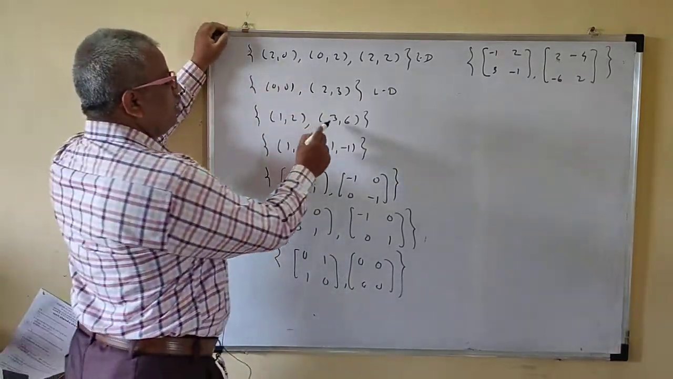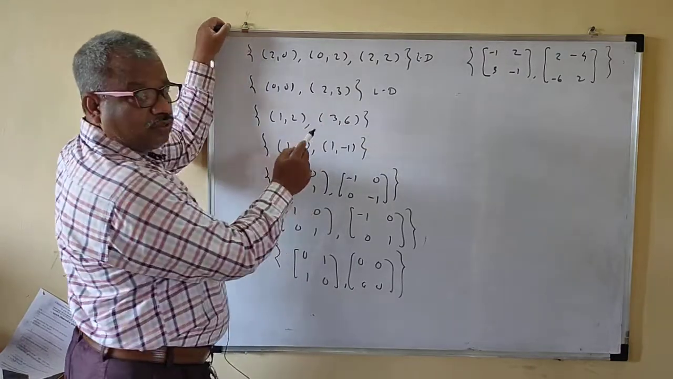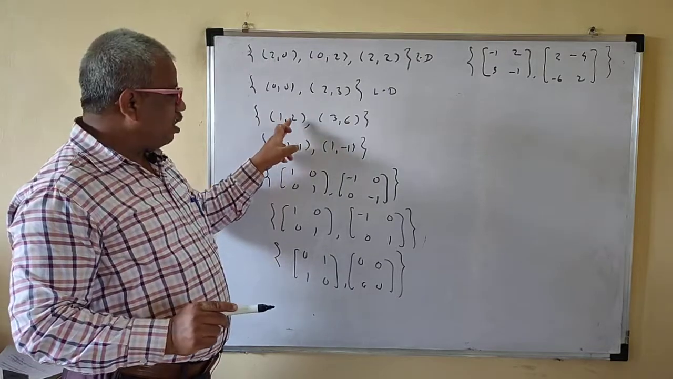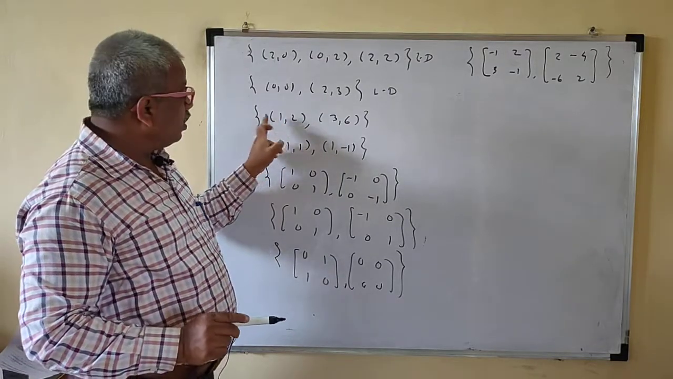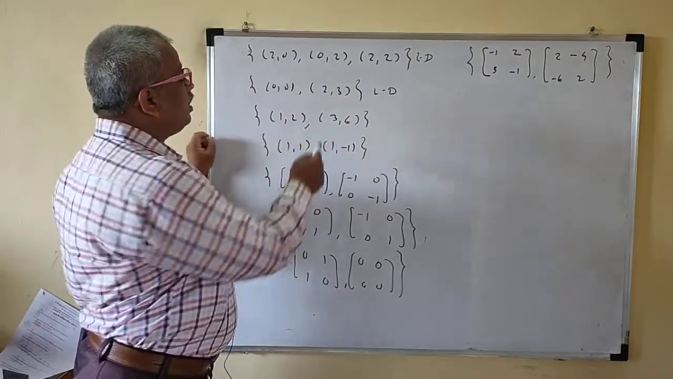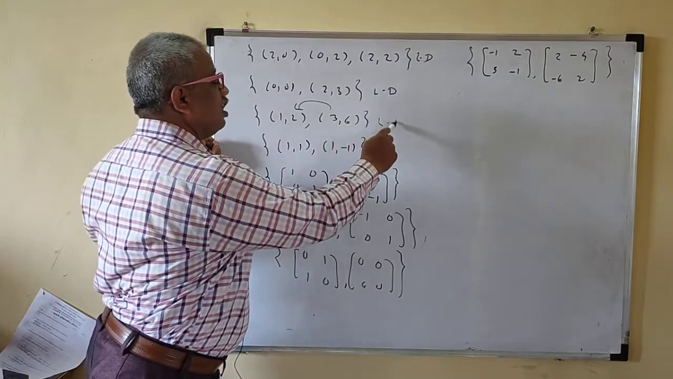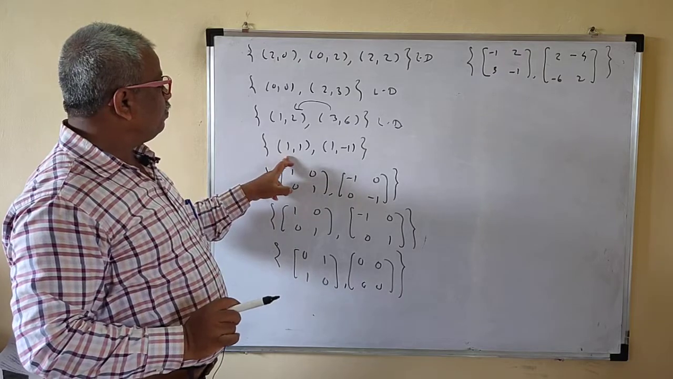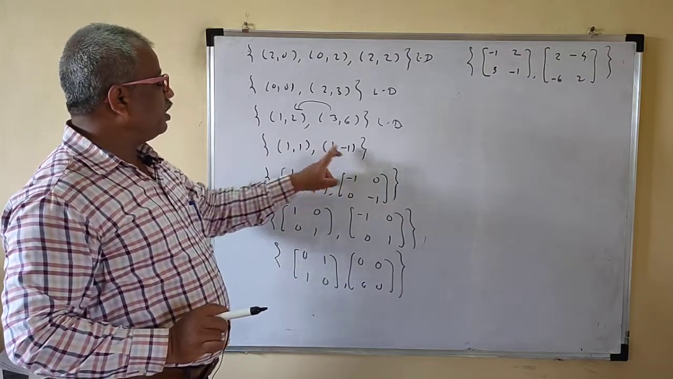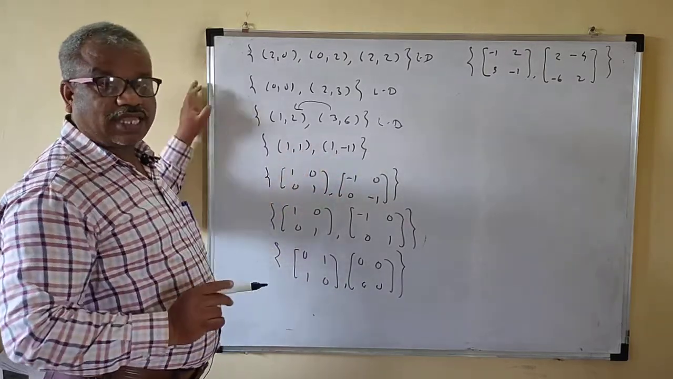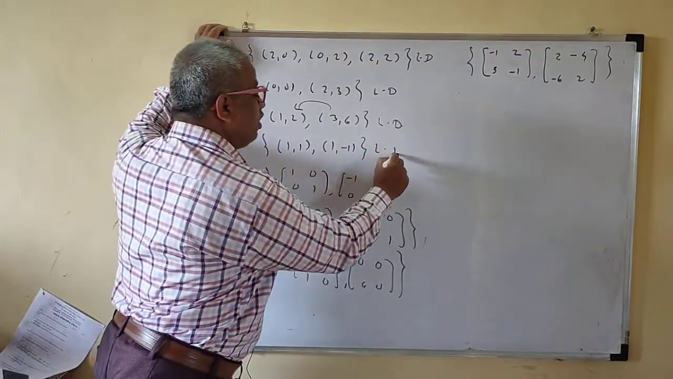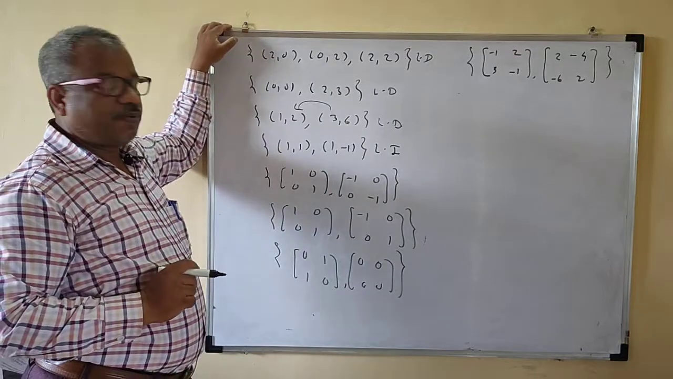Now here, there are 2 vectors only. The 3 is there. If I multiply by 3 here, I get the first component. What about the second component? 6. Yes, 6 is there. That means this is a scalar multiple of this, so this is linearly dependent. What about this one? 1 is here, 1 is here, minus 1 here. That means they are not scalar multiples of each other. No vector is a scalar multiple of the other. This is linearly independent.